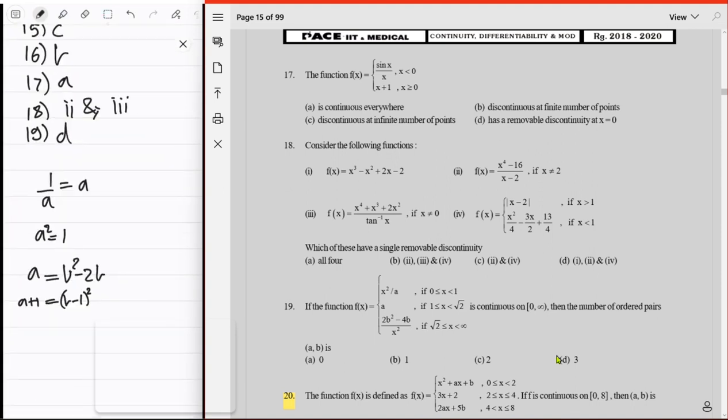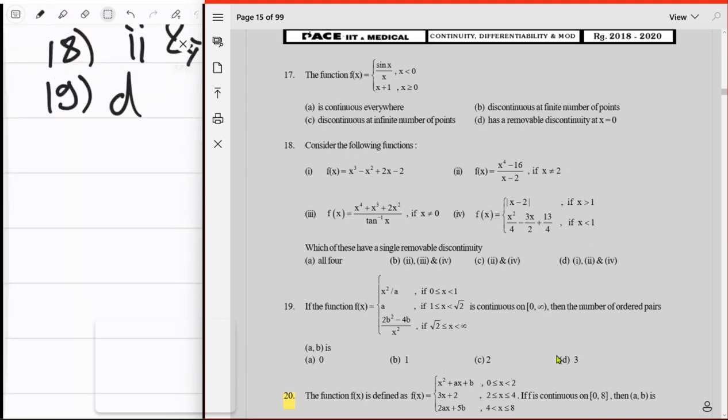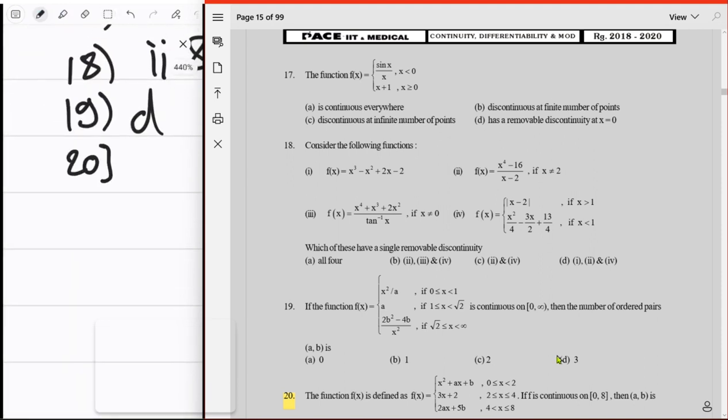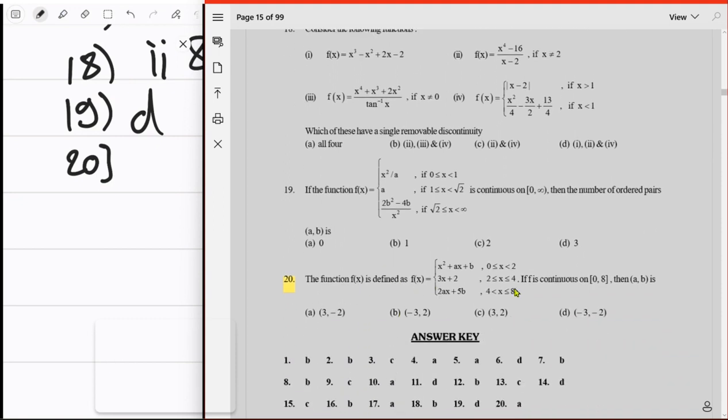Next question, 20. 20 is the function f is defined like this. If f is continuous on 0 to 8, then a comma b is. So throughout this interval, huh? Okay, x squared plus ax plus b, if this is like, okay, I get it. Why are they asking us these kind of things? Fine, just put 2 there, then put 4 there, because these are just polynomials, right?